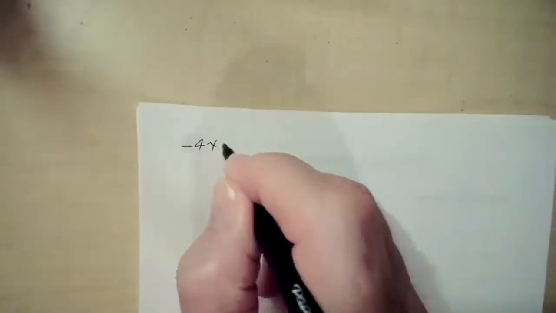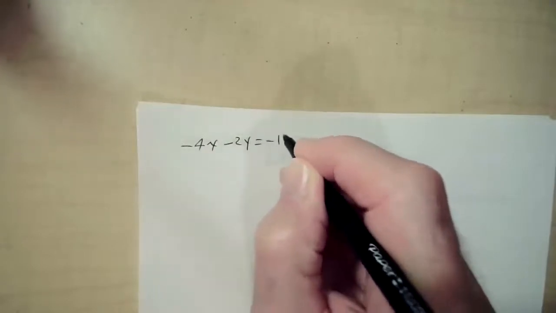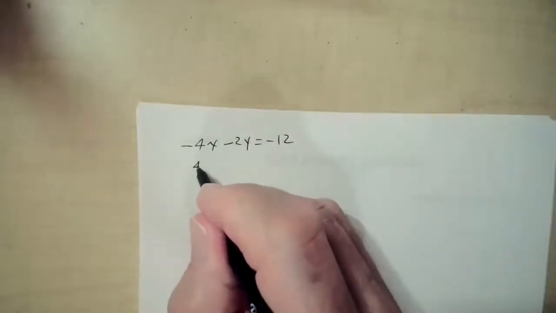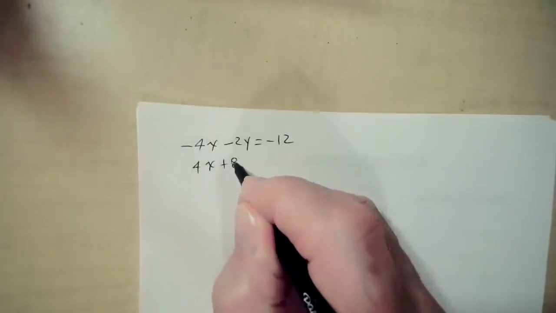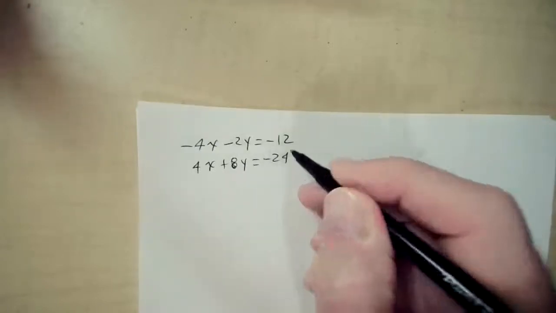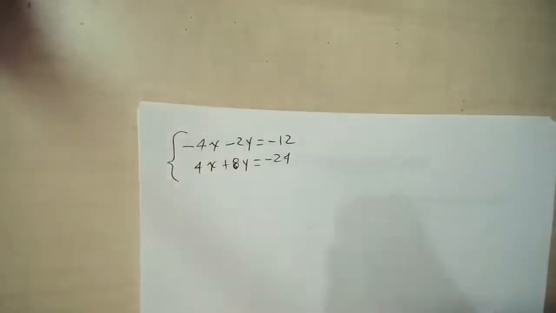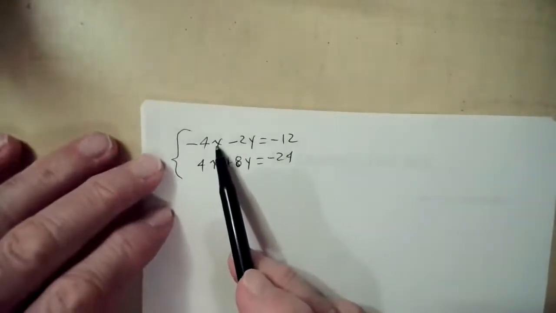Okay, let's look at some more of these. The elimination method. Okay, here's a real simple one. Negative 4x minus 2y equals negative 12, and 4x plus 8y equals negative 24. System of equations.